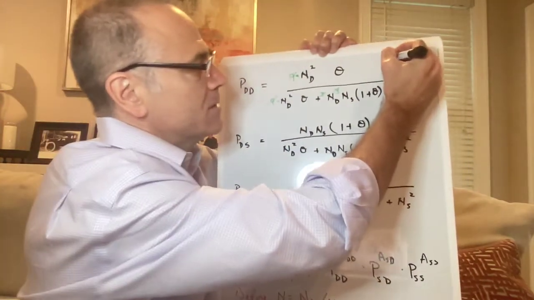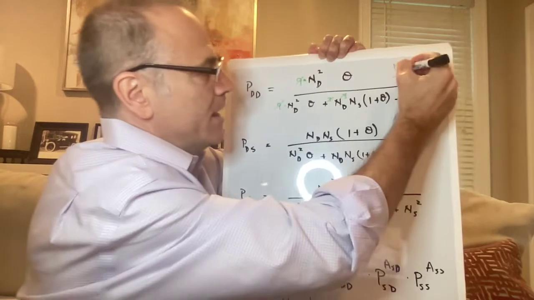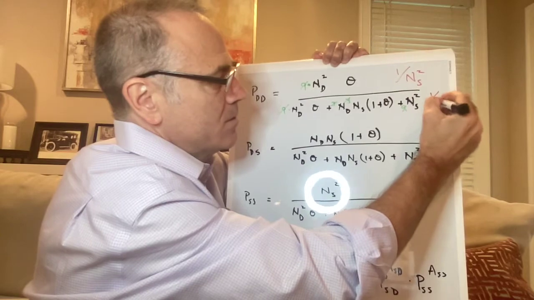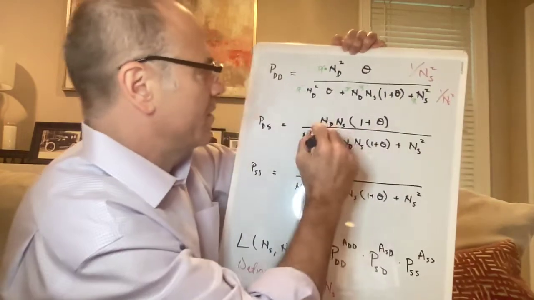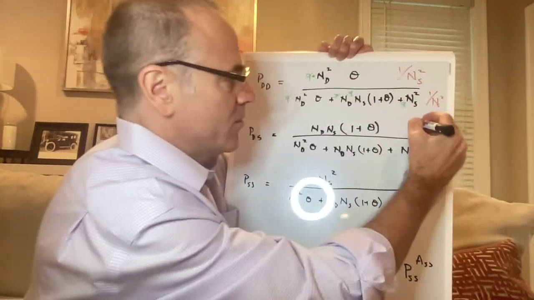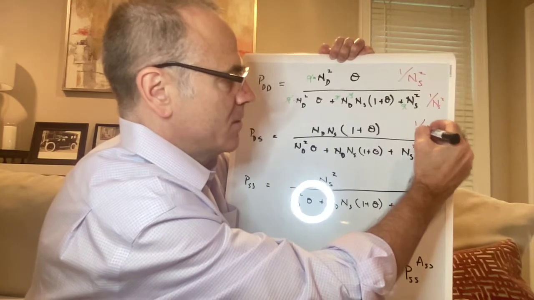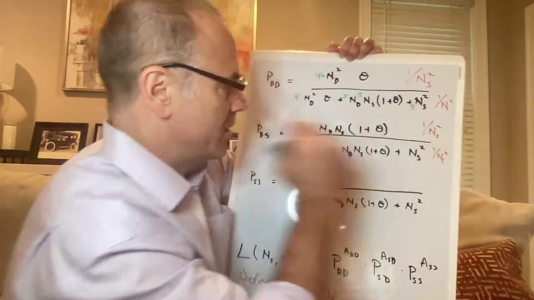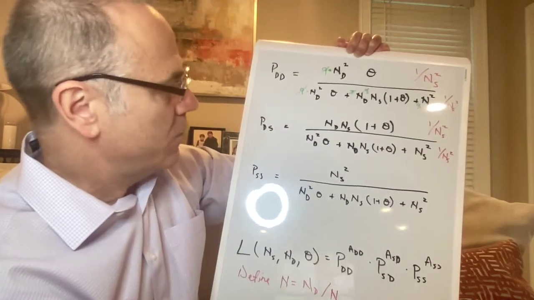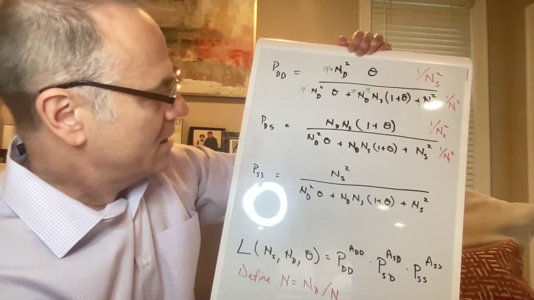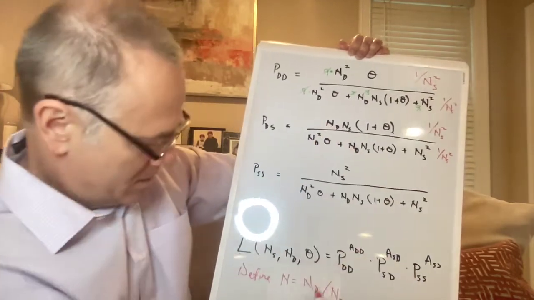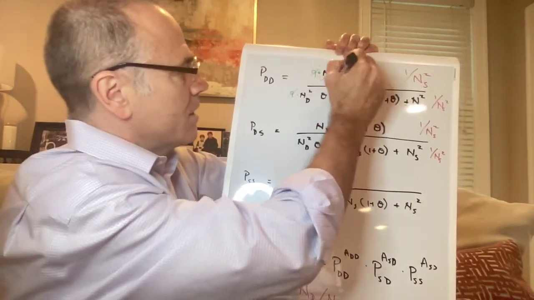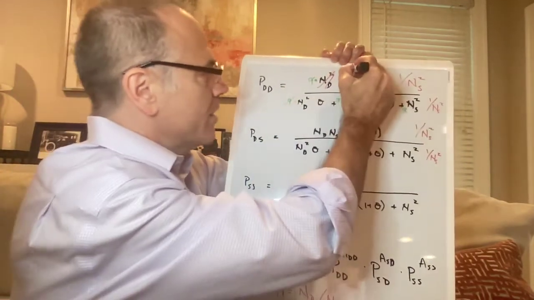So let's see if this works. Multiply numerator and denominator by 1 over NS squared. Let's try it on this one. I got green marks here, let's see if it works here. 1 over NS squared, 1 over NS squared. And what we are going to get is, in this case, N squared.